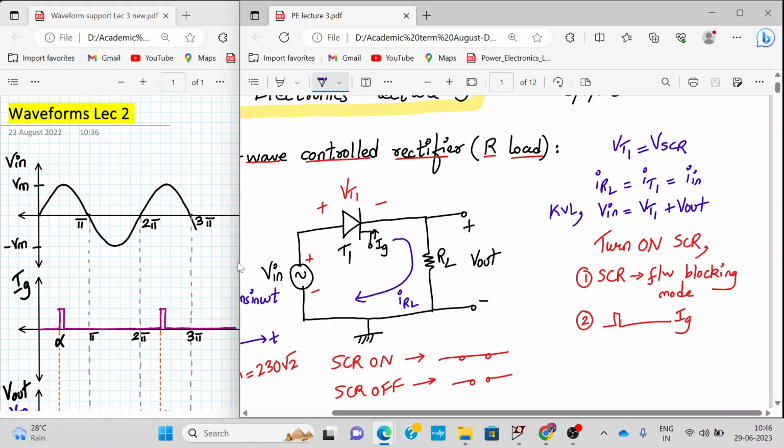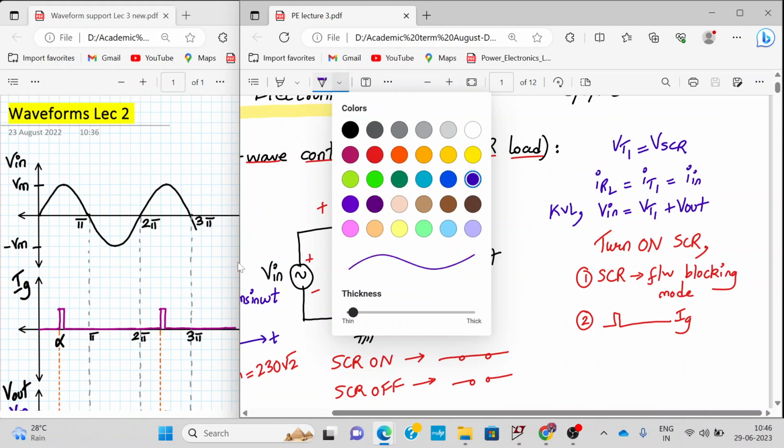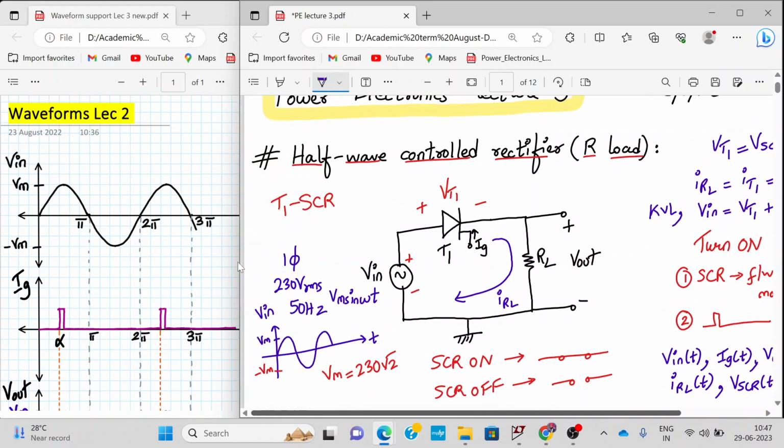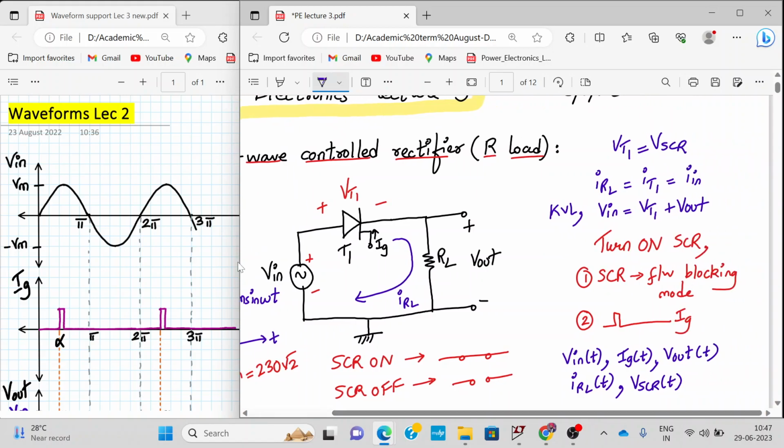Now we have to plot the various waveforms. What are the waveforms we'll be plotting? We'll plot V in of t, then gate current IG versus time, then V out, then IRL, and the voltage across the SCR, which can be written as VT1. So we can explain the working of the half wave controlled rectifier. At the end, we'll say why it is called a controlled rectifier with the help of these waveforms. Alright, so let's start with the working.